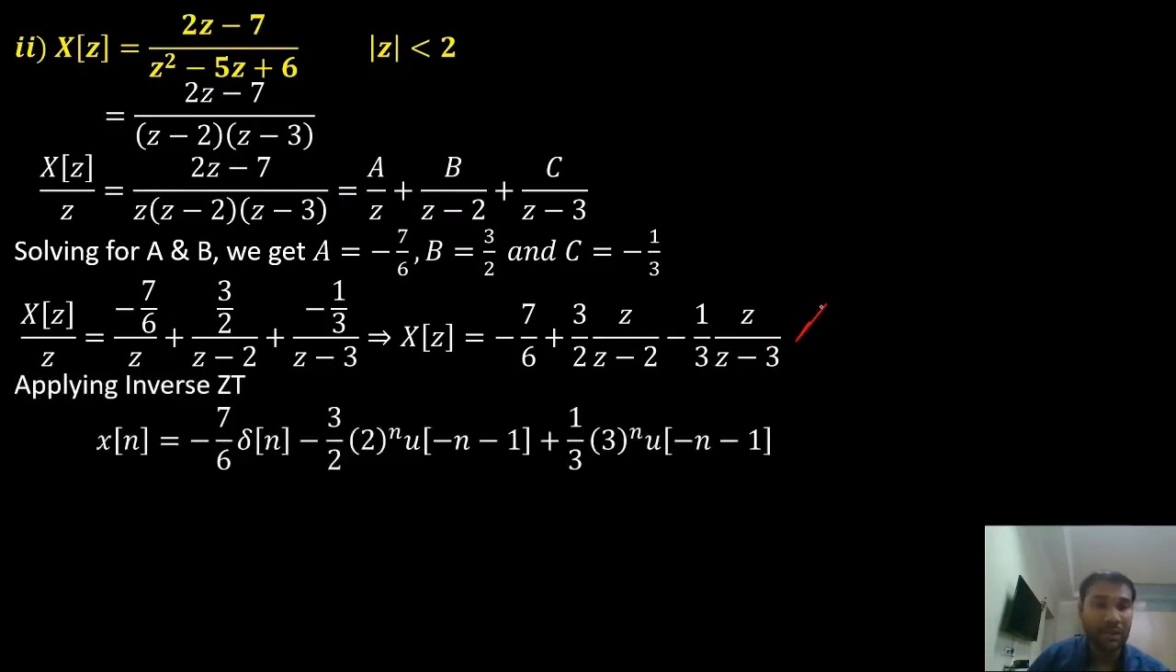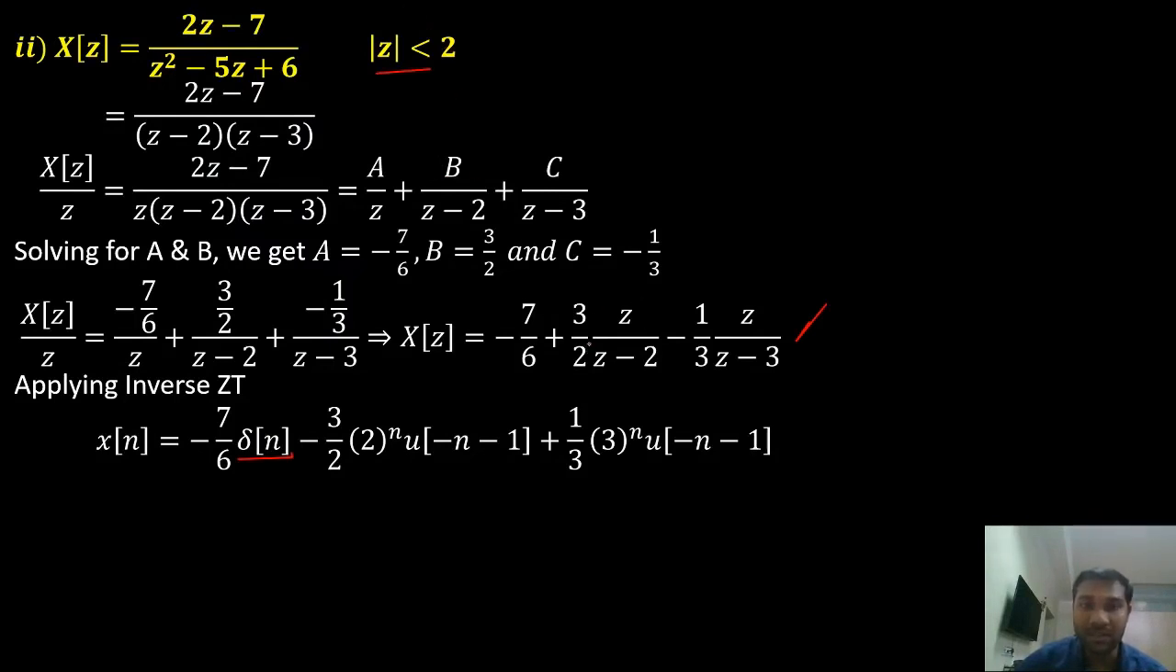On my left hand side I'll have x of n, and on the right hand side minus 7 by 6 is a constant multiplied by 1. The inverse Z transform of 1 is delta of n. For the second term, I have z divided by z minus 2. What is the corresponding ROC? ROC is mod z less than 2. That is, my signal has to be anti-causal.